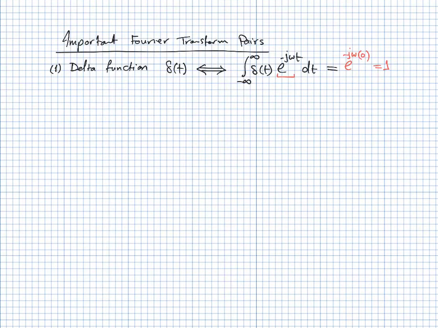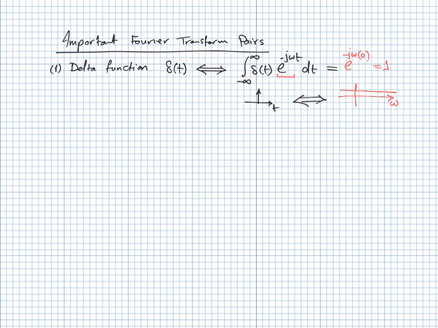So in the time domain, I have this guy as a function of time. In the frequency domain, I have this guy: versus frequency, a constant equal to 1 all the way from minus infinity to infinity. It's equal to 1 at any omega. That's what we got.